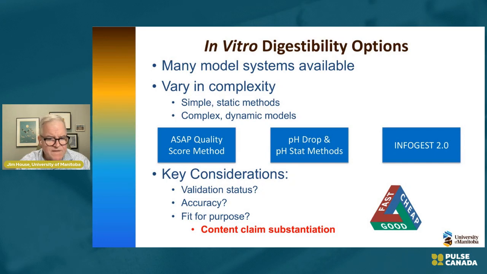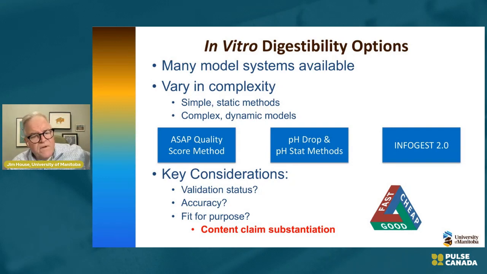So for the purposes of today, I'm going to focus on three, well, technically four different methods that are currently being evaluated for use within the food sector. One is called the ASAP quality score method. The other one is either the pH drop or the pH stat method. And then finally, the InfoGest 2.0 methodologies. And so some of the key considerations for these methods are: what is their validation status? How accurate are they? And are they fit for purpose?